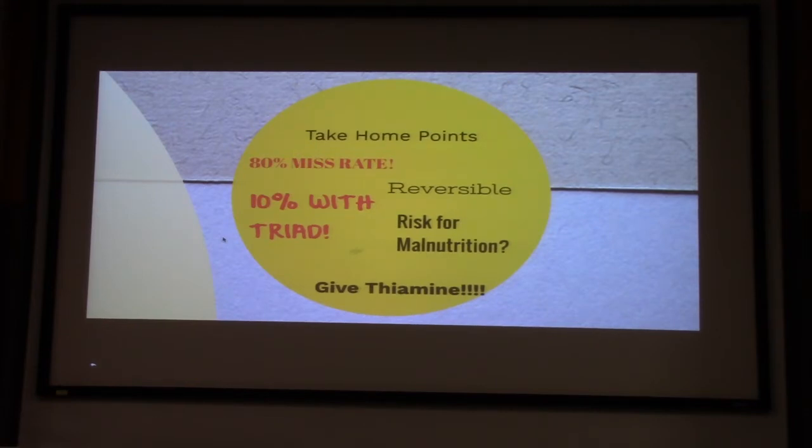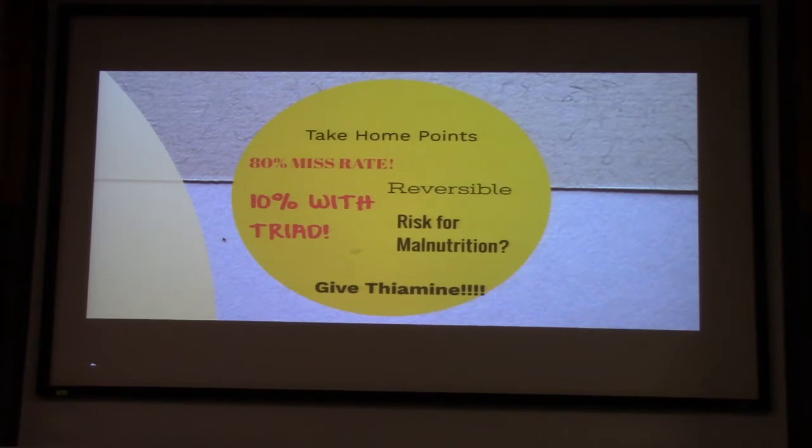Anybody with any of those abnormalities, that's the point of our initial exercise. All of those differentials for any of those findings should have included Wernicke's encephalopathy. And that's the key, that it's reversible, right? Reversible. We need to look for individuals at risk for malnutrition, and then finally give thiamine.